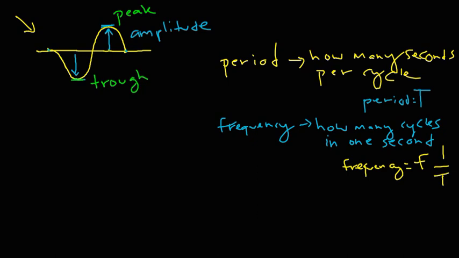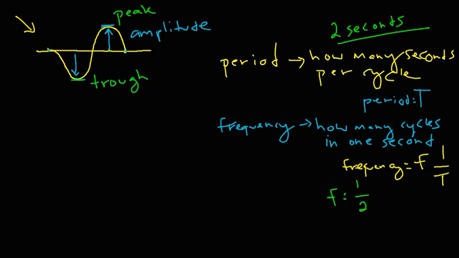Let me change colors so we stay clear here. Let's say that the period here was 2 seconds. So the period of this wave, it was 2 seconds for it to go through one cycle. Then the frequency of that is the inverse, right? So if T equals 2, then the frequency must equal 1 over 2, so 1/2 of that. So there was 1/2 cycle within 1 second.